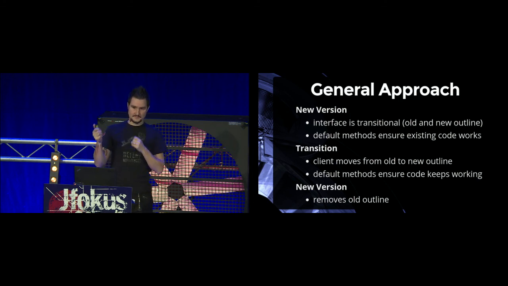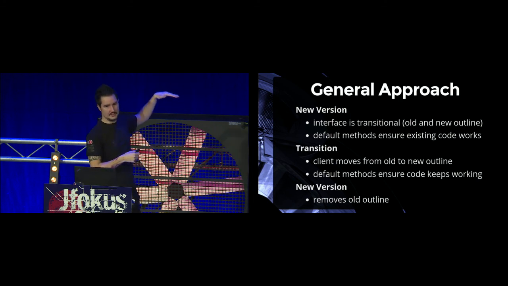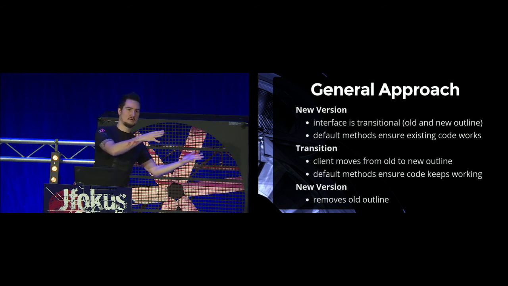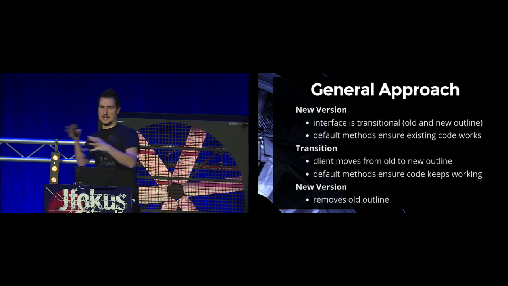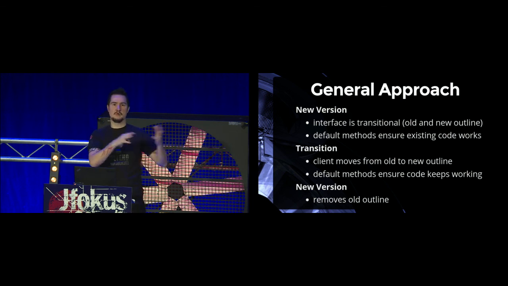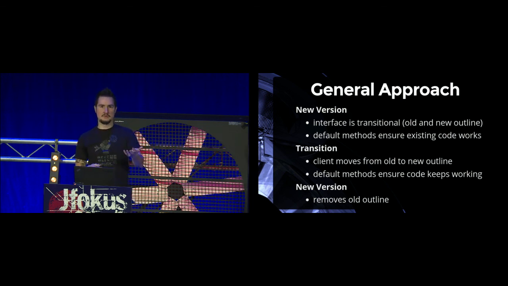So first of all, there's always this kind of 3-step thing. You release a new version of your library that contains the old and the new, and somehow default methods are used to ensure that works. Then you have a transition phase where your clients move from the old interface outline to the new one, like removing old methods that aren't there anymore. And then you have a new version that gives the new outline, that has removed the old outline and only contains the new one.